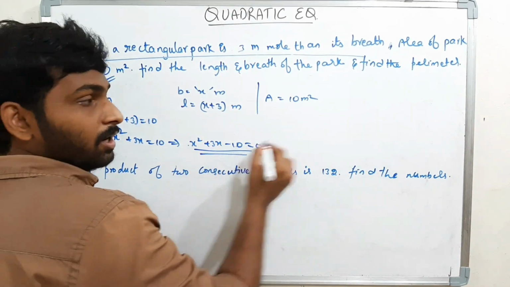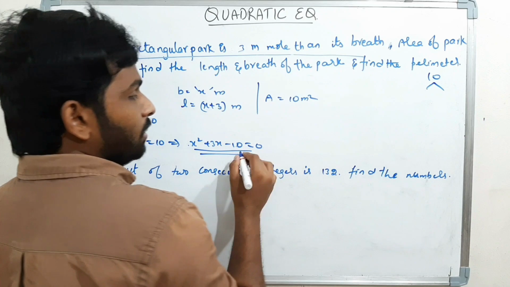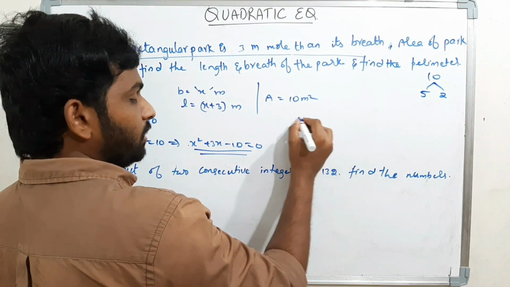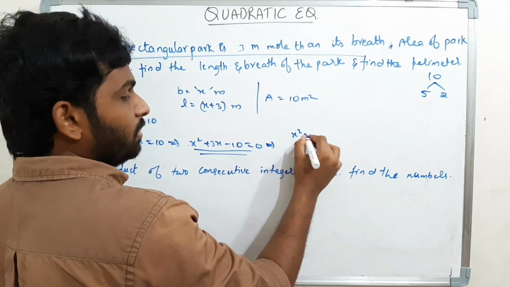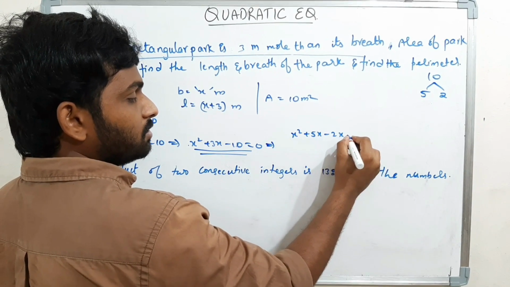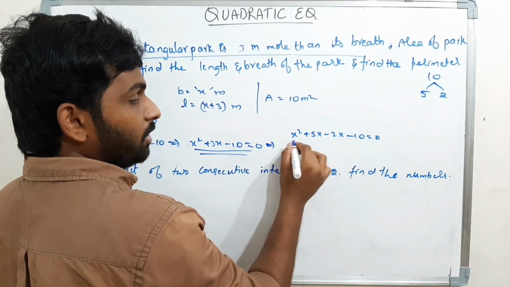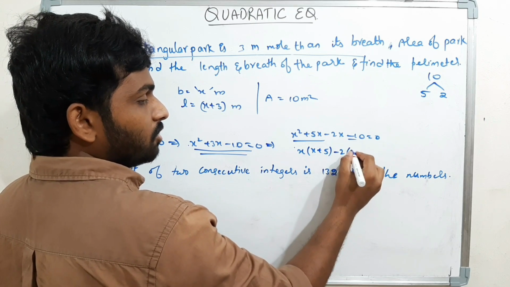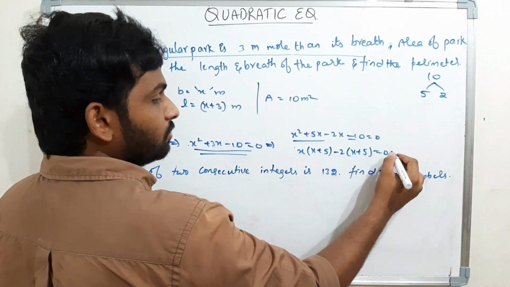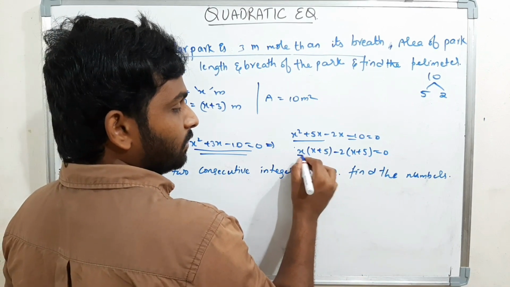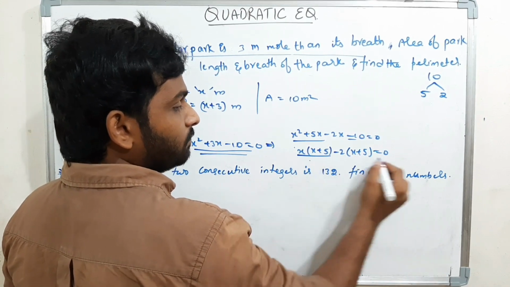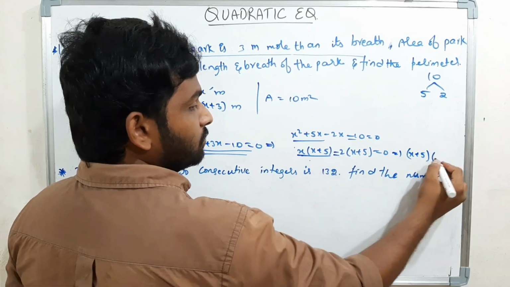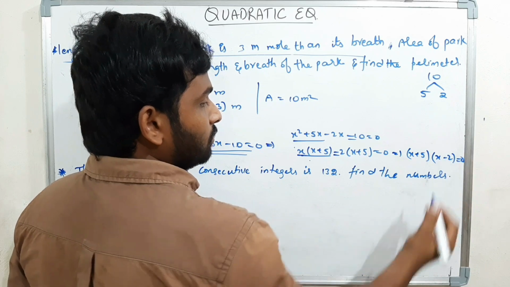a into c is 10. I can write 10 as 5 into 2. Therefore, I will write x square plus 5x minus 2x minus 10 equal to 0. Therefore, I am taking x as common: x into x plus 5. Here I am taking minus 2 as common: x plus 5 is equal to 0. For this I can write x plus 5 and x minus 2 equal to 0.